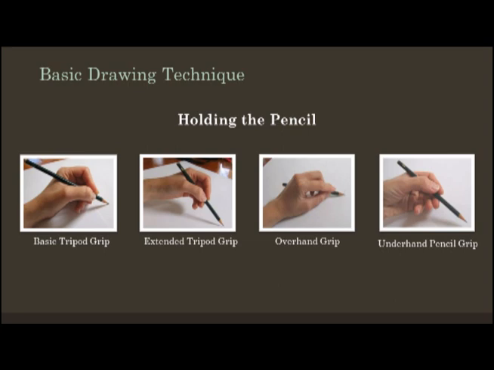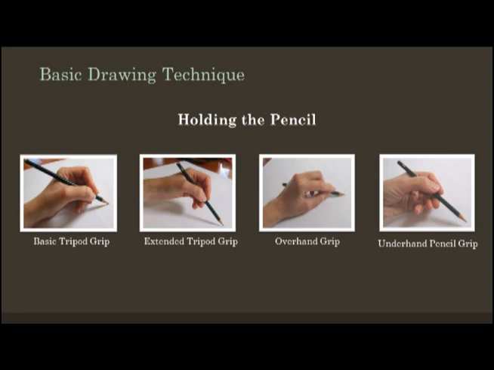So next technique is the overhand grip. The overhand grip is a popular way to hold a pencil for sketching. It allows you to shade with the side of the pencil, and it is also used as a useful pencil hold for vertical drawing surfaces such as an easel. So this is used to create an overhand grip.